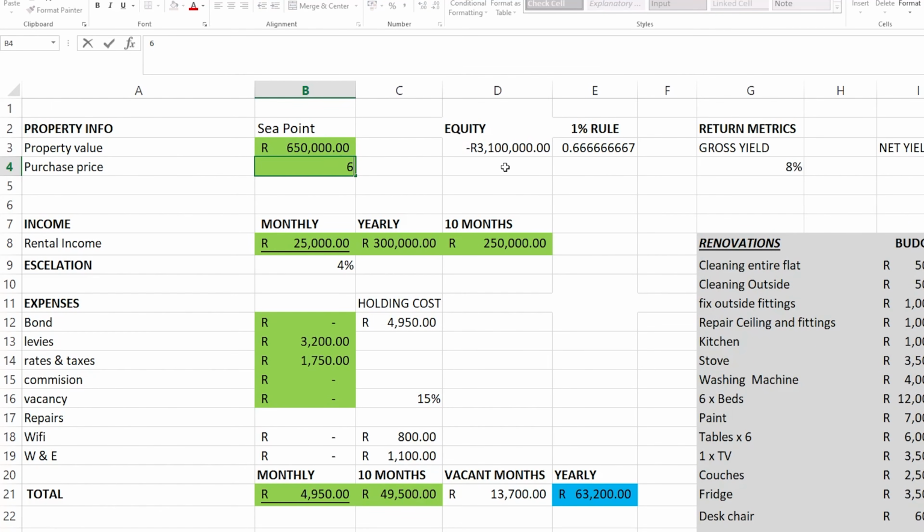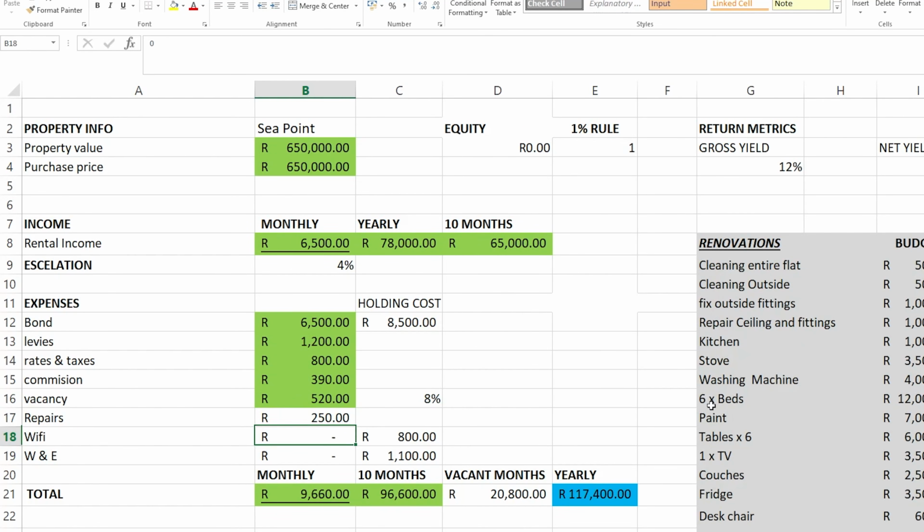If we bought a property for 650,000 Rand, the rental income is 6,500 Rand. Our bond payment will be around 6,500 Rand over 30 years at prime rate. Let's say our levies are 1,200 Rand. Our rates and taxes are 800 Rand. We pay an agent a 6% commission, which will equal an amount of 390 Rand. We can also add vacancy if we wanted to, and that would be 8% of the rental income, which would be around 520 Rand. And we can also try to save 250 Rand a month for repairs.